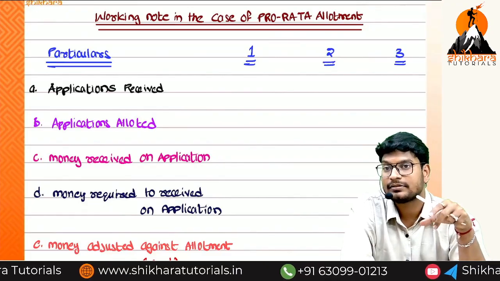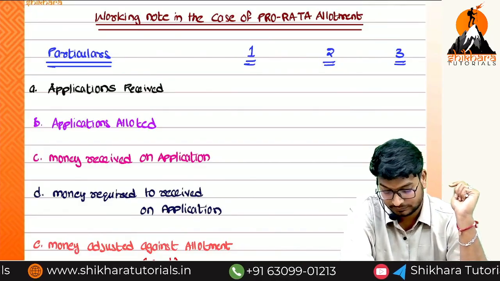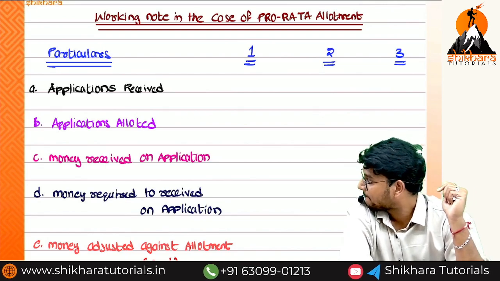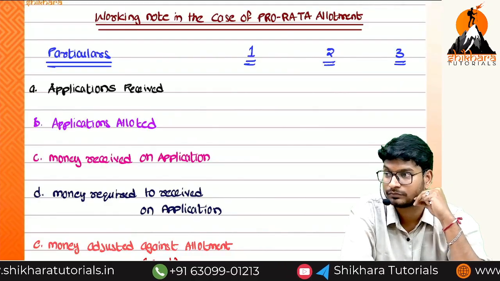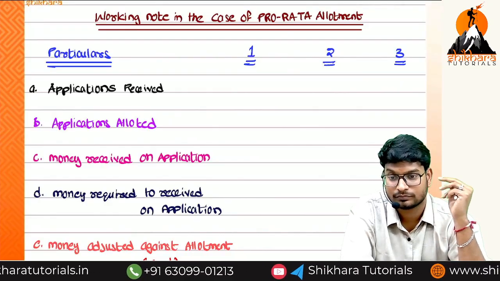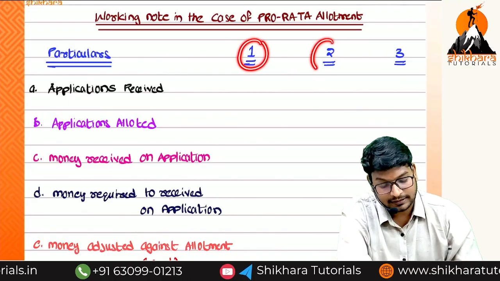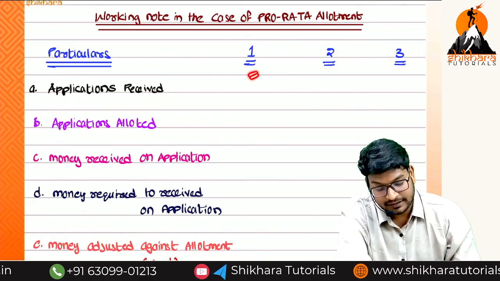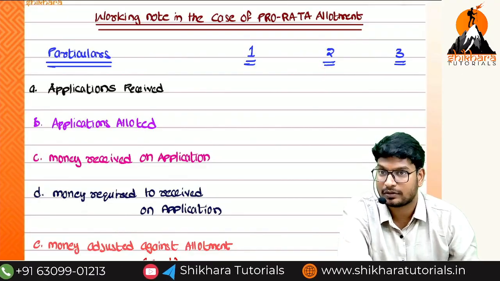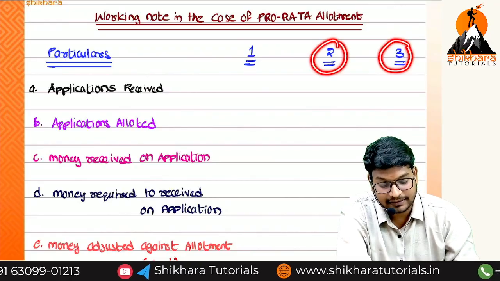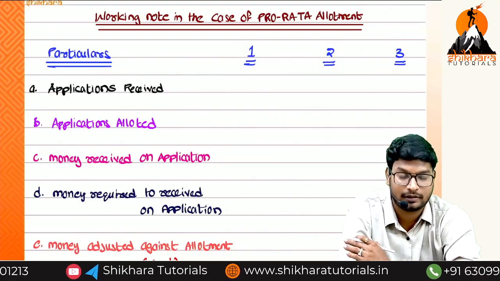Same like this only you have to prepare in the case of pro rata allotment. Here 1, 2 and 3: 1 means excess application rejected, 2 means pro rata allotment. So categories like these will be given in the question. You will understand at that point of time what is the meaning of 1, 2 and 3.